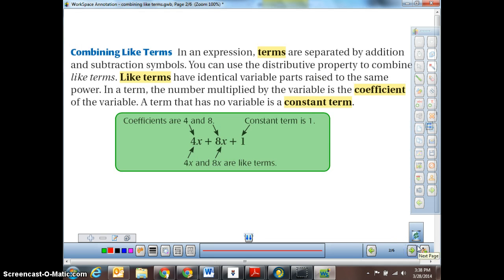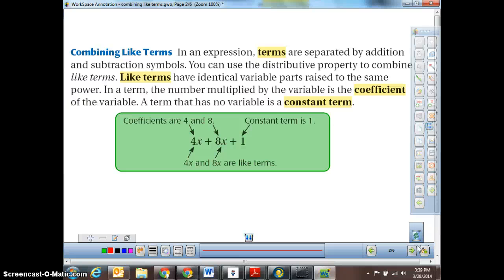Let's keep moving on. Here we go. We have our same things. It's just written out in sentence form. So in an expression, terms are separated by addition and subtraction symbols. You can use the distributive property to combine like terms. Like terms have identical variable parts raised to the same power. And in a term, the number multiplied by the variable is the coefficient of the variable, and the term that has no variable is the constant.